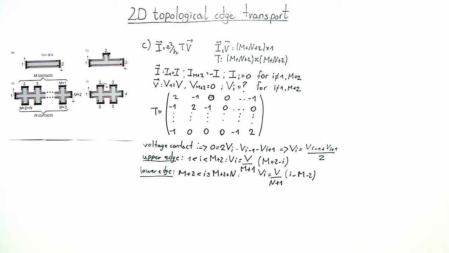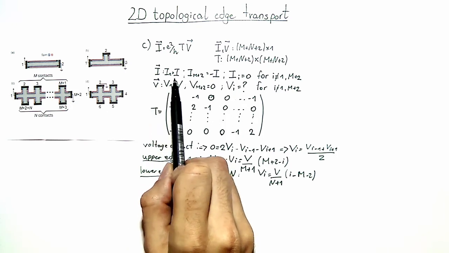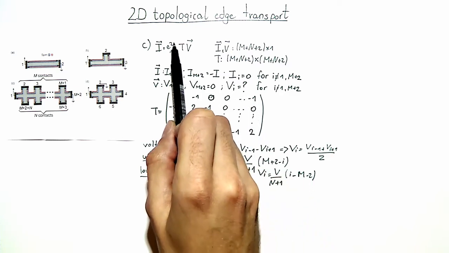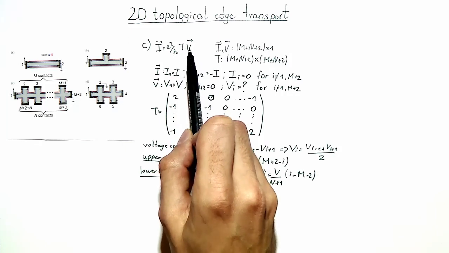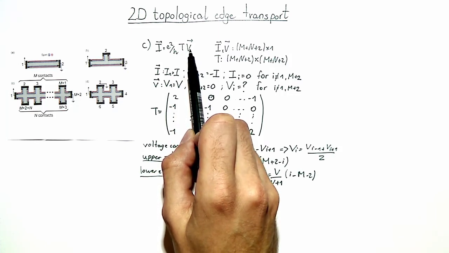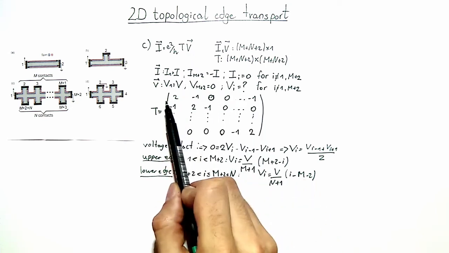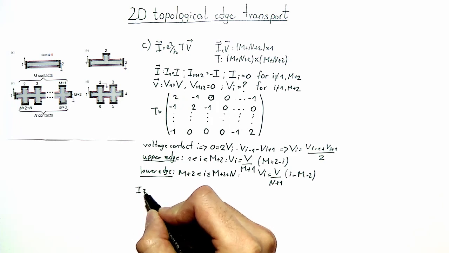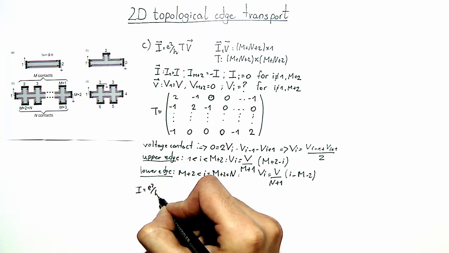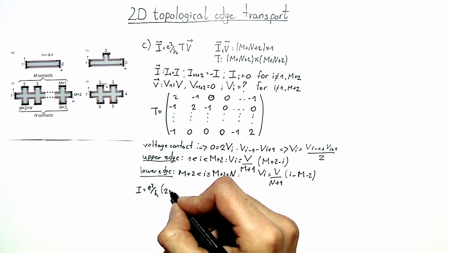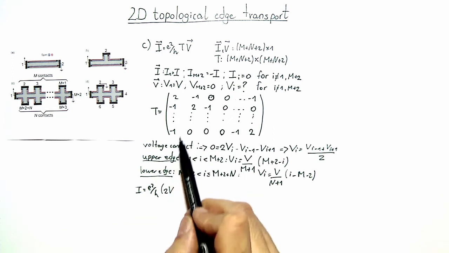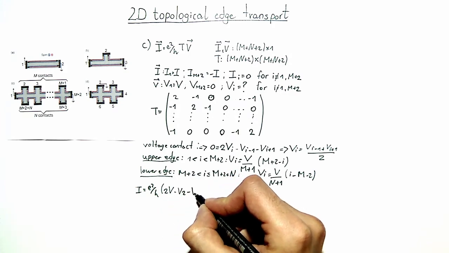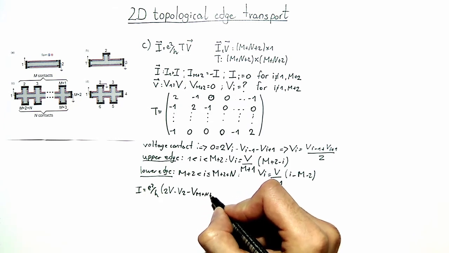So now let's consider the first entry of the current vector, the I1, which we just call I. So I is equal to, and then we have to take this row here, right? Multiply with the conductance quantum e squared over h, and the whole voltage vector. But since most of the entries of the transmission matrix are zero apart from these three, what we get is that I is equal to e squared over h times 2V, where V is just V1, the first entry of the voltage vector, minus V2 minus V with the index m plus n plus 2.